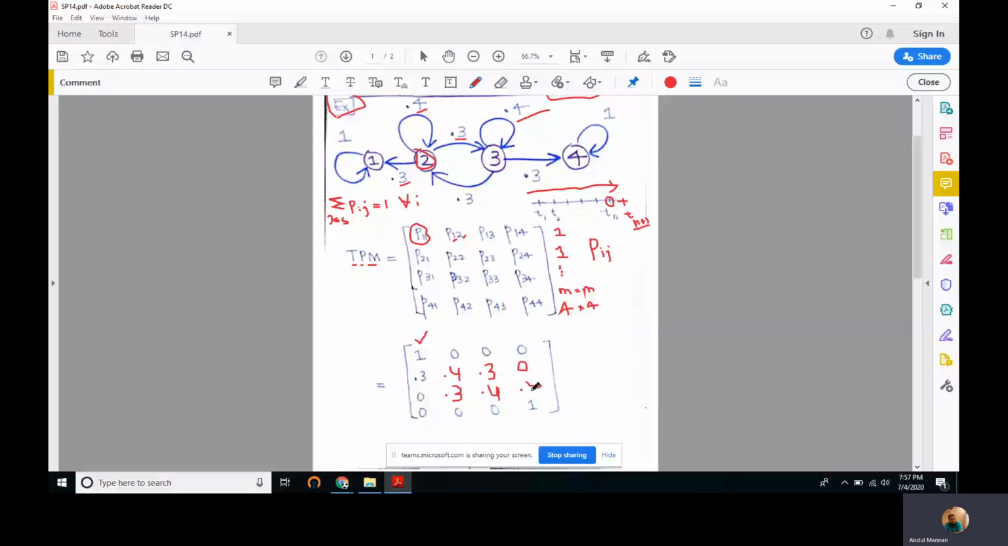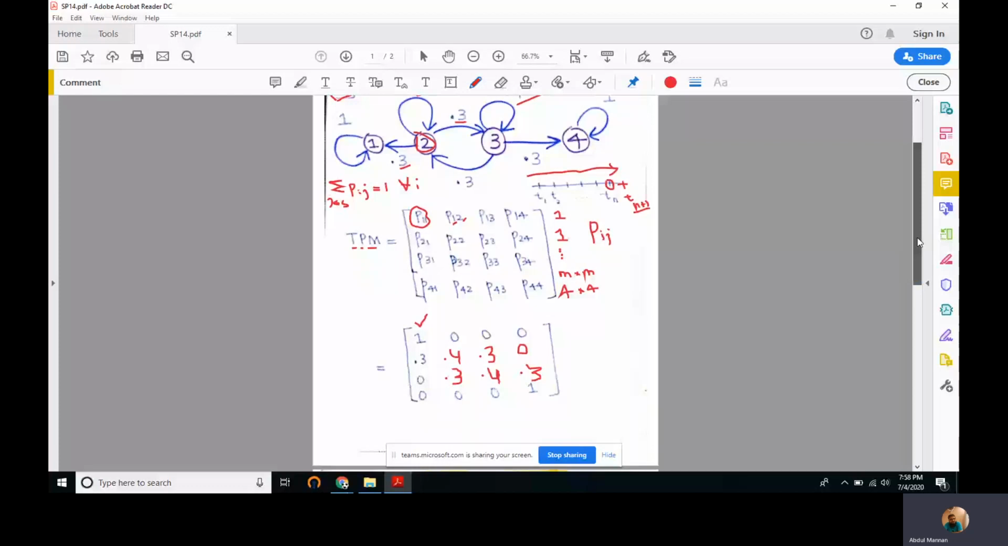For state 4, we cannot go anywhere, because we are trapped in 4. So there are two trapping states here, state 1 and state 4. Once we are there, we cannot go out of them. So this is 1, and all others are 0.